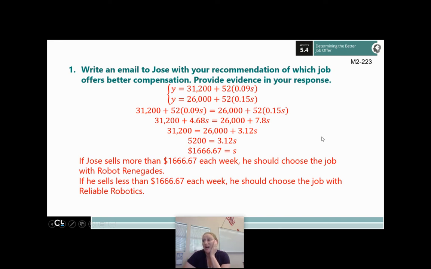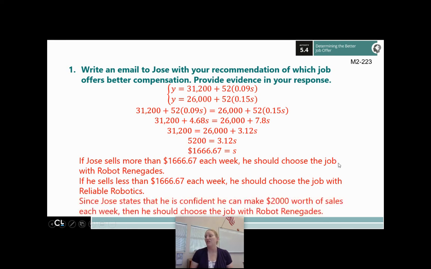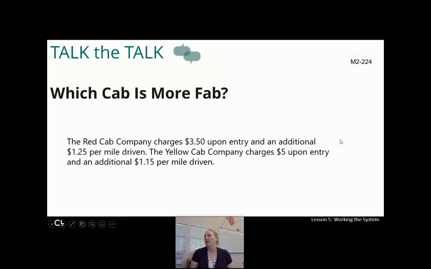Oh, wait, Jose said that he felt pretty confident he could do $2,000 worth of sales, right? If he's doing $2,000 worth of sales, the second equation, he's going to make more than that, right? He's going to make more than this amount right here if he's doing $2,000 in sales. Time to go with Robot Renegades, dude. I'm just saying, that's the one. All right, let's do one last bit.